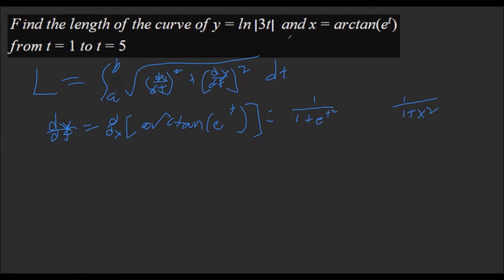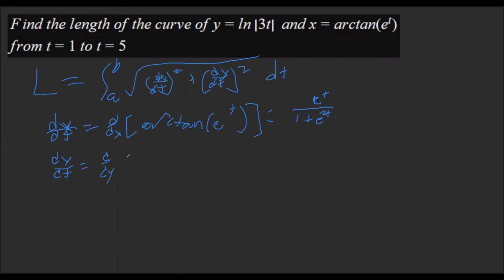We can just move that 2 over here, so we have e to the power of 2t. Now we have to use the chain rule, because currently we found the derivative for the arctan part, and now we have to multiply it by the derivative of e^t, which is e^t. So it's quite simple.